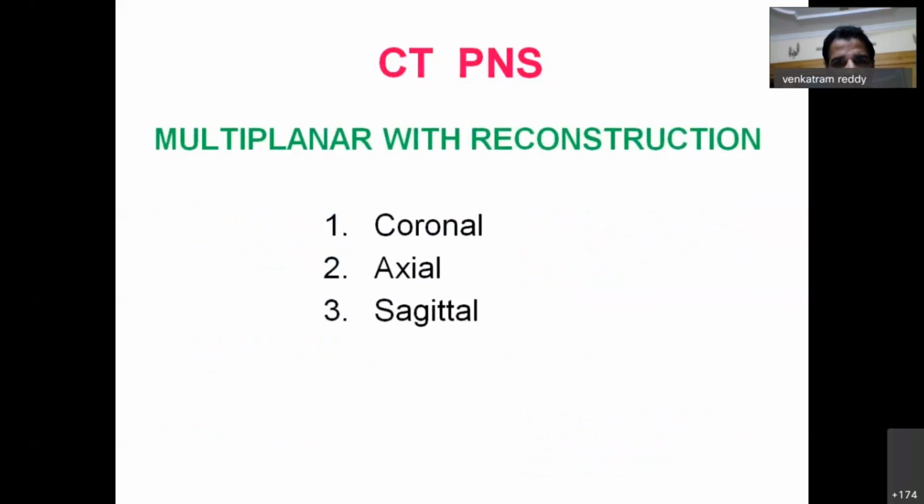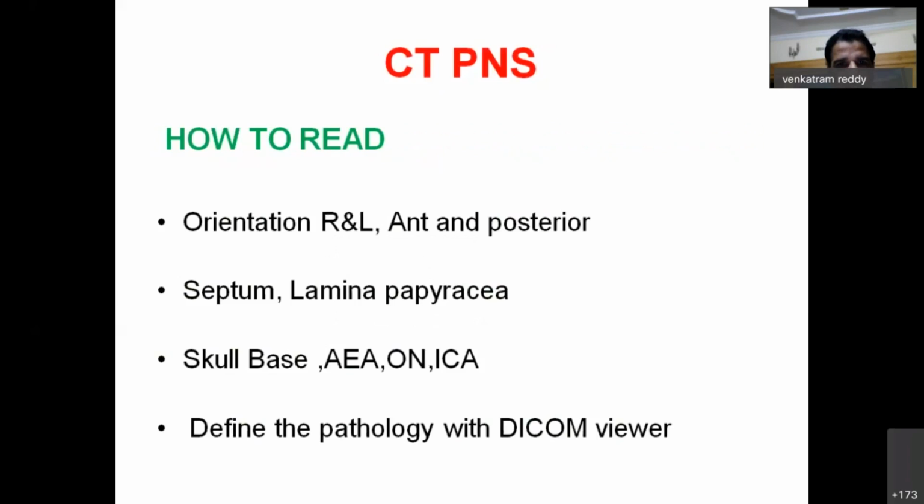Then this is a multiplanar study, which is my choice of investigation. When ordering a CT scan from a radiologist, you must specifically write on the order: multiplanar with 3D reconstruction. This is the choice of investigation wherein you get the coronal cuts, the axial cuts, and the sagittal cuts, so that you can assess the disease more precisely.